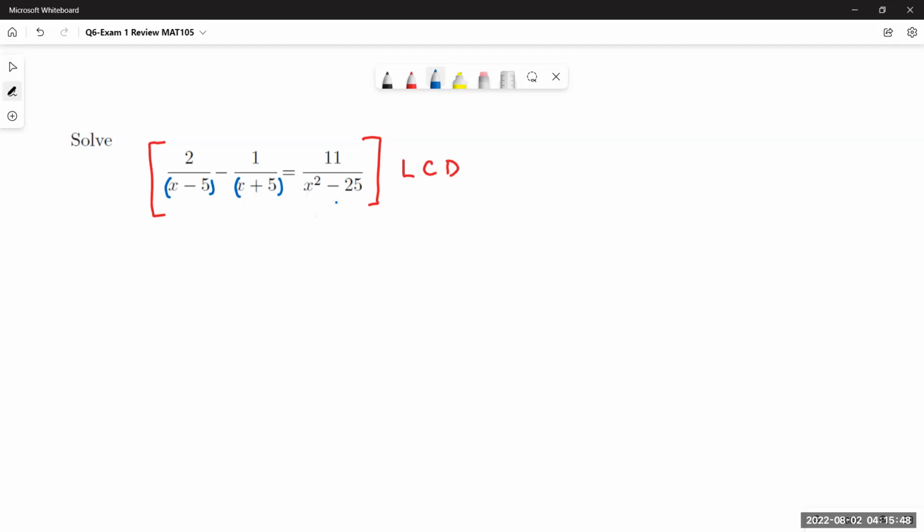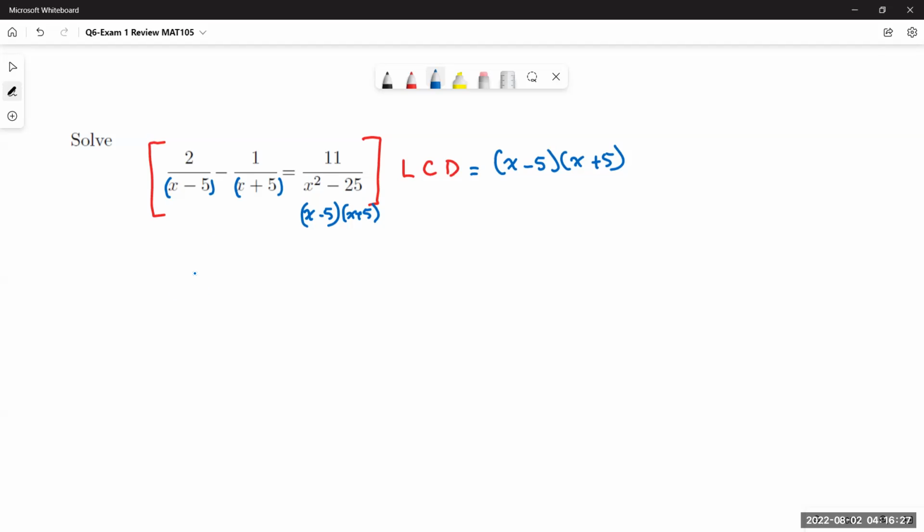And for the third term, x squared minus 25 is the denominator, we could break it down into x minus 5 times x plus 5. And this is good because we can notice right here that the two parts of the previous ones are present in the third one. So the least common denominator is going to be the product, basically, of the first denominator times the second denominator, which gives us the third one, right? So this is going to be x minus 5 times x plus 5. That's my least common denominator.